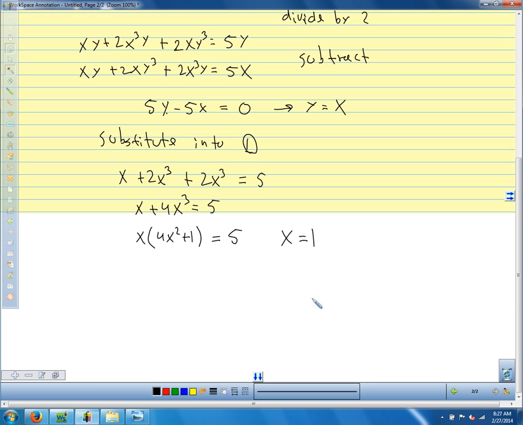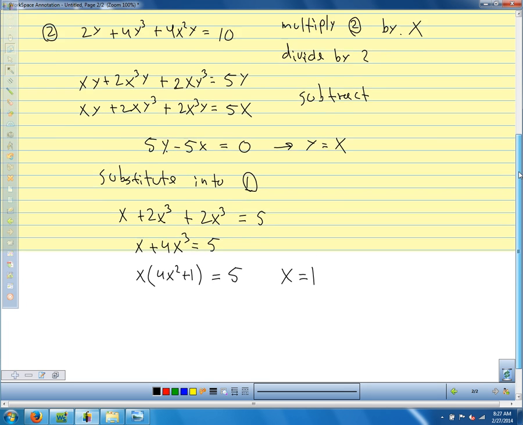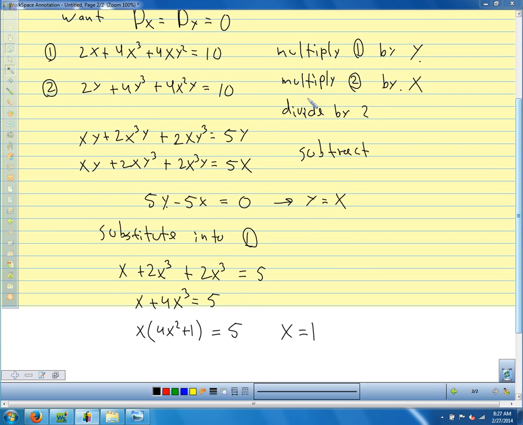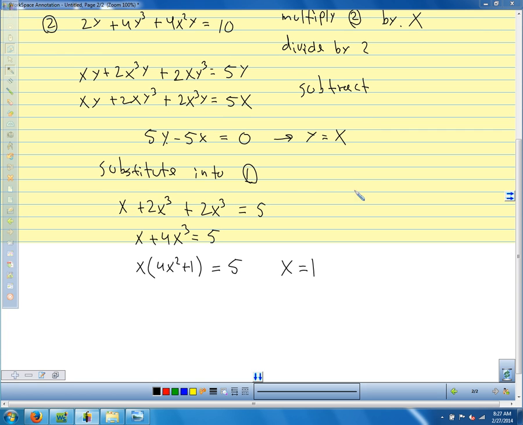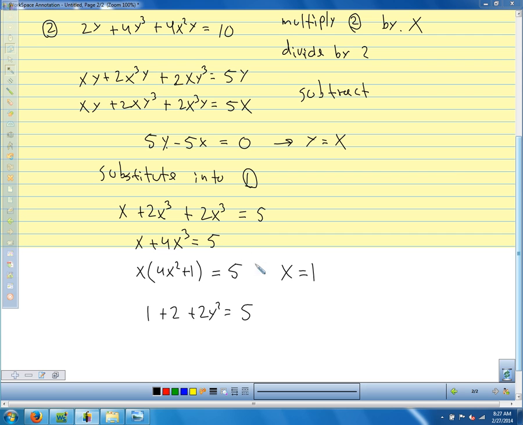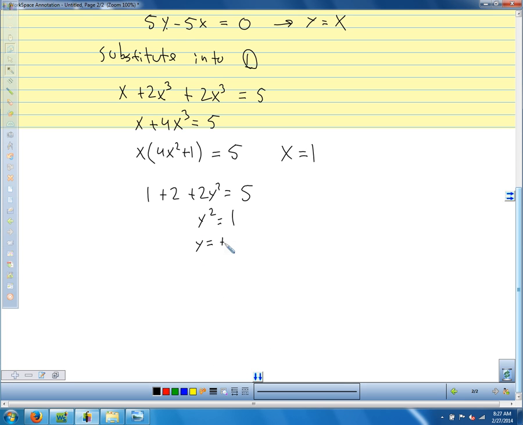I plug this into my equation and I can solve for y. So plug in x equals 1, divide this by 2 again, and I end up with 1 plus 2 plus 2y squared equals 5. So I'm substituting that into equation 1 after I've divided by 2. And this gives me that y squared equals 1. And finally we get y equals plus or minus 1.